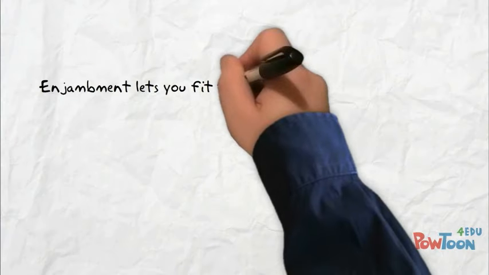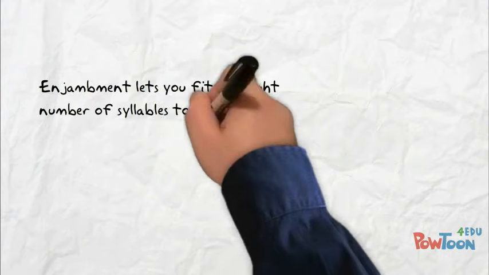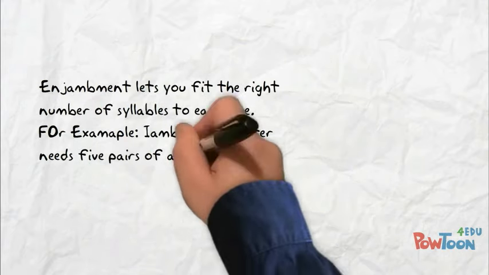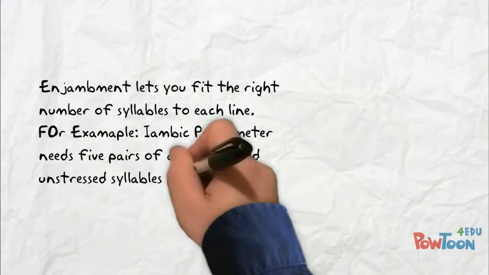Enjambment is great for writing poetry. It really helps with meter, like iambic pentameter. If you have to fit 10 syllables into a line, enjambment helps you do it.